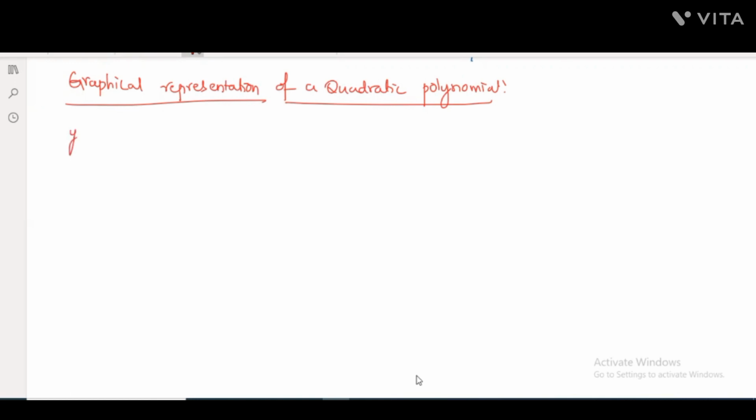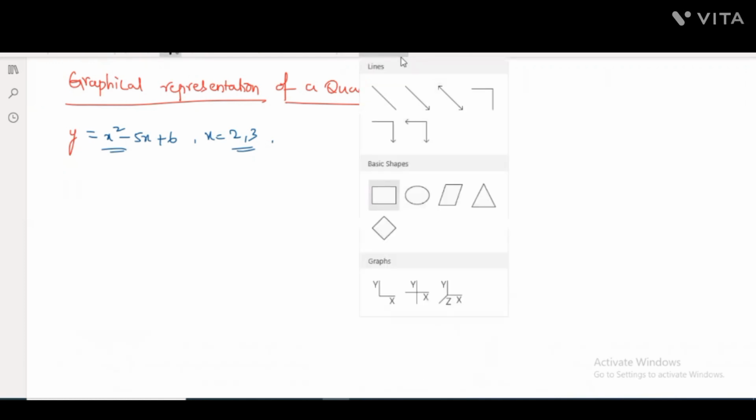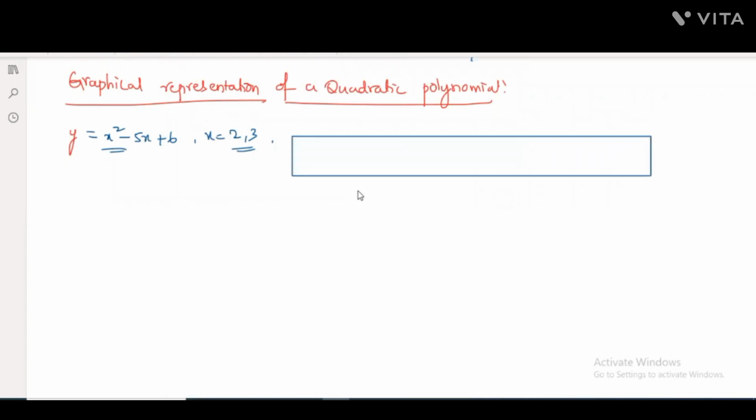The well-known example I'm taking here is y is equal to x square minus 5x plus 6, whose zeros, the x values, are 2 and 3. These 2 and 3 satisfy the quadratic polynomial x square minus 5x plus 6. By the graph also we have to show the same thing. How do we draw the graph? I told you already, first of all we go with the tabular form.